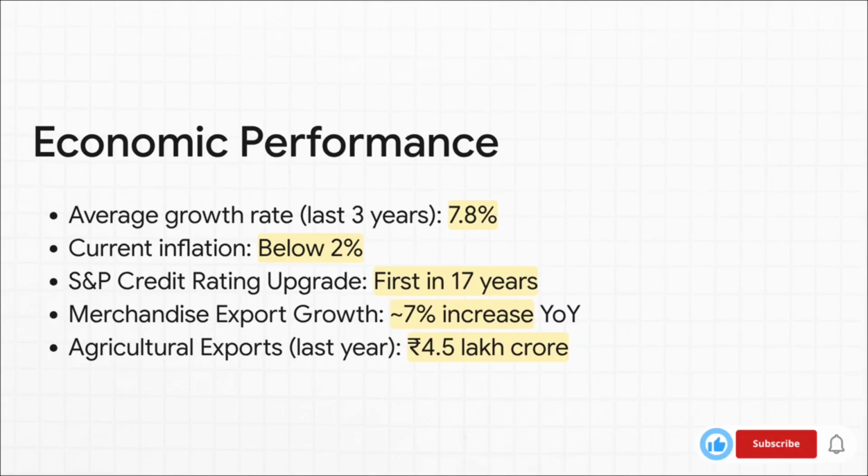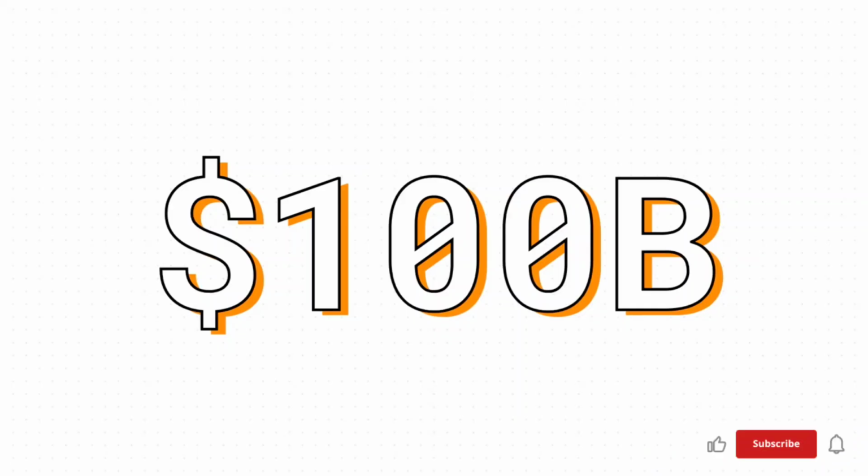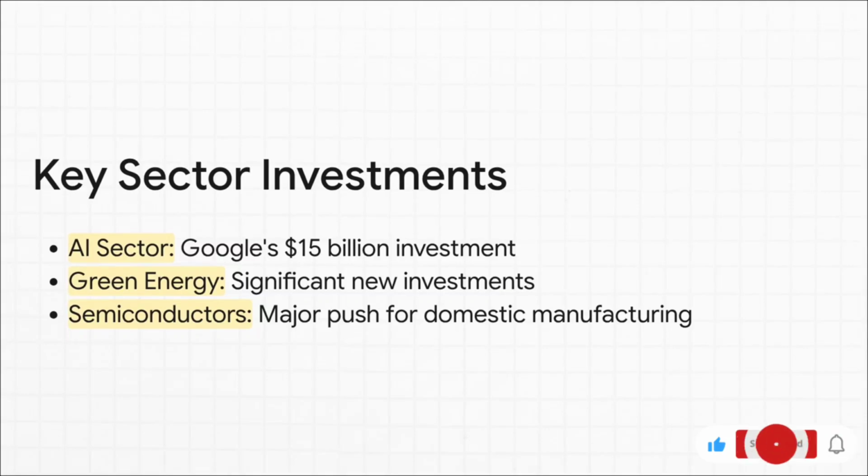You should also make a note of the S&P credit rating upgrade. It was the first one in 17 years. That's a really significant indicator of renewed confidence, and it sits alongside strong growth in exports. To drive home this point about global confidence, one single powerful number was used, $100 billion. That's the committed investment from the European Free Trade Association, or EFTA. It's a figure that's meant to underscore a deep faith in the Indian economy and its potential for creating a massive number of jobs. The speech also zoomed in on some key strategic sectors that are attracting major investment.